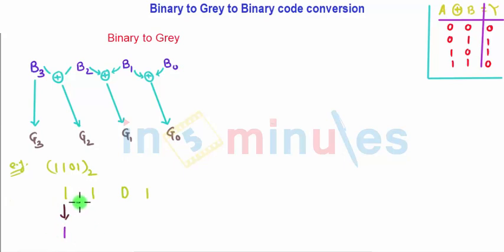The second bit is the XOR operation between these two. So there will be 1 XOR with 1, both the inputs are same, so output will be 0. Then 1 XOR with 0, output will be 1. 0 XOR with 1, output will be 1. This is going to be the gray code and this is your binary code.